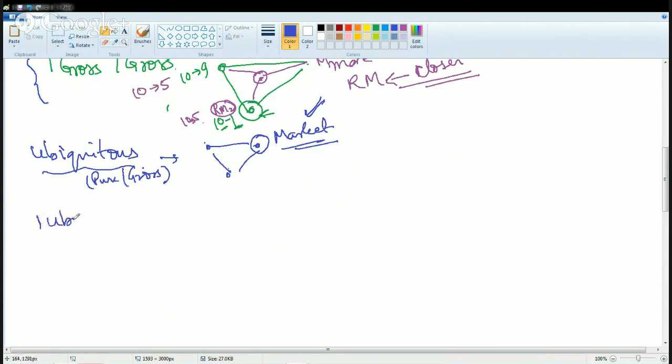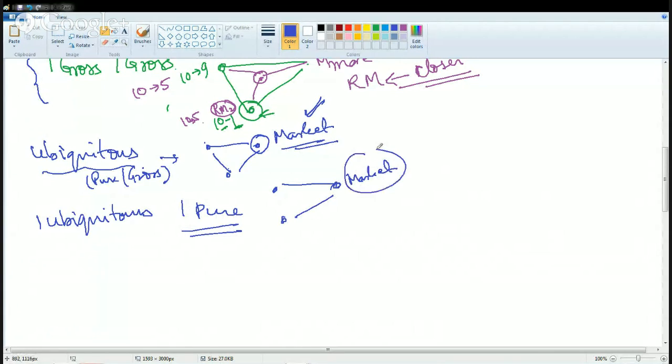if one is ubiquitous and another is pure. If one is ubiquitous, it can be found anywhere, so I'll try to push it near to the market. The second is pure, so the weight of raw material and the finished product is the same, so it hardly matters whether I locate it here or here. I would prefer to locate it near the market itself, because I'll have to bear less transport cost. So my location would be at this point. So this is the case, again, location at market for one ubiquitous and one pure raw material.